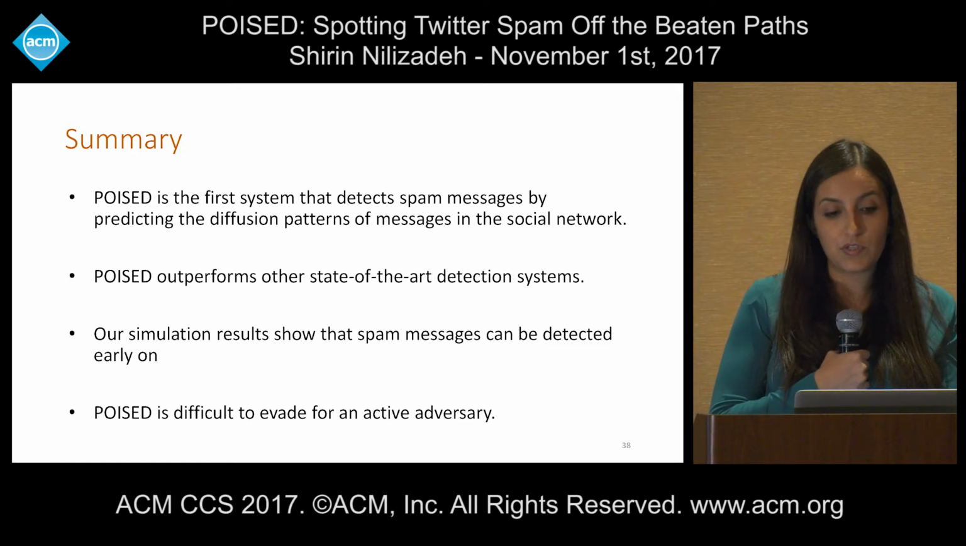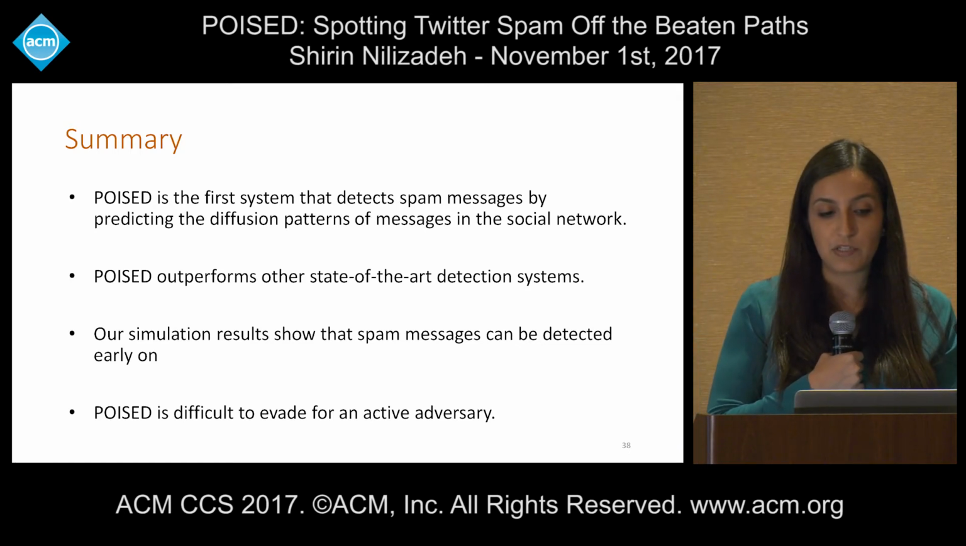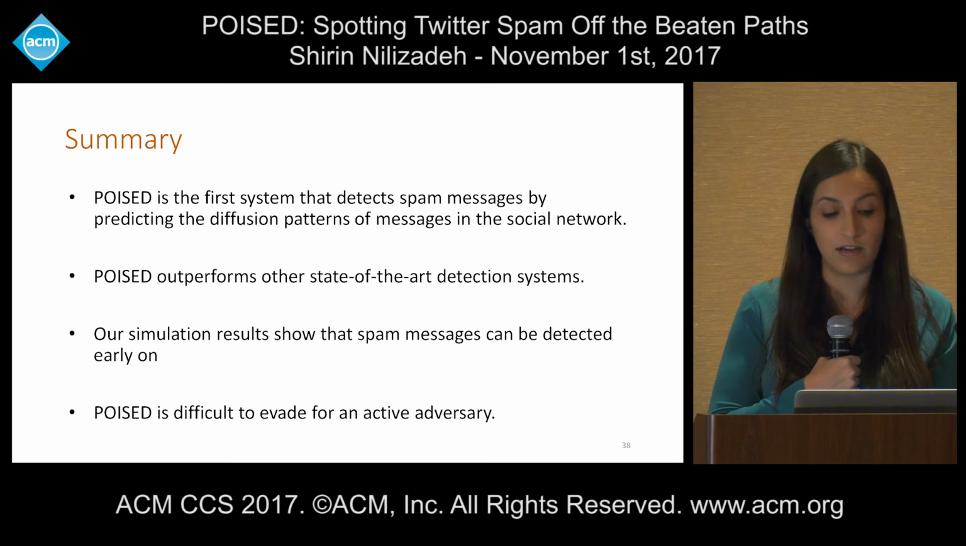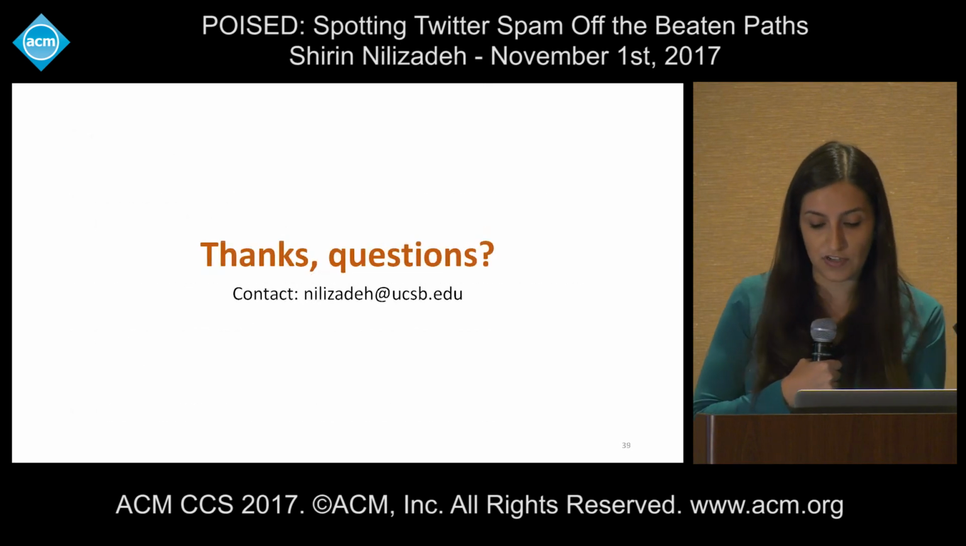In summary, Poised is the first system that detects spam messages by predicting the diffusion patterns of messages in the social network. It outperforms other state-of-the-art detection systems, and our simulation results show that spam messages can be detected early on, and Poised is difficult to evade for an active adversary.